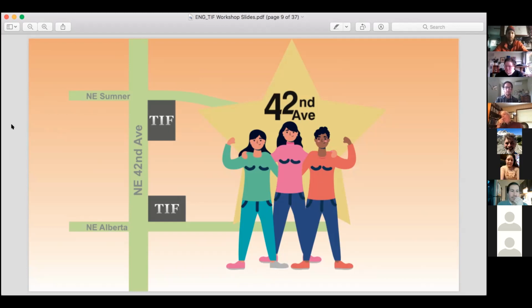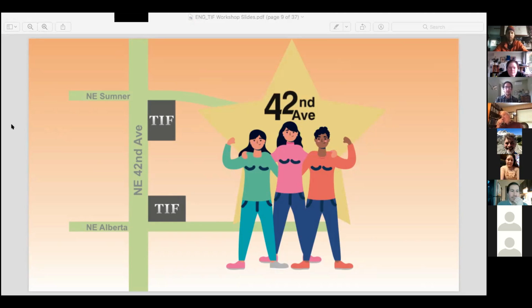TIF funds. The other kinds of projects that are already being done around Cully with other kinds of public money include affordable housing development, home repairs for low-income homeowners, affordable home ownership opportunities, and those are the kinds of things that could really be expanded and taken to a much bigger scale if a TIF district were to be expanded across the entire neighborhood. Okay, are there any other questions at this point?